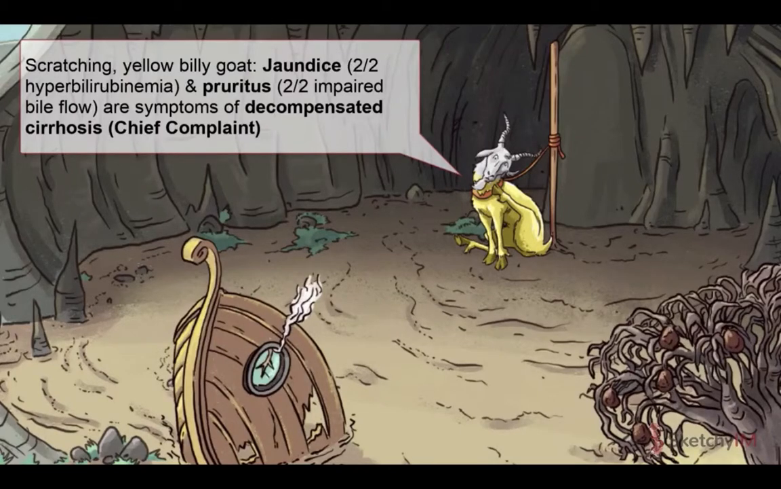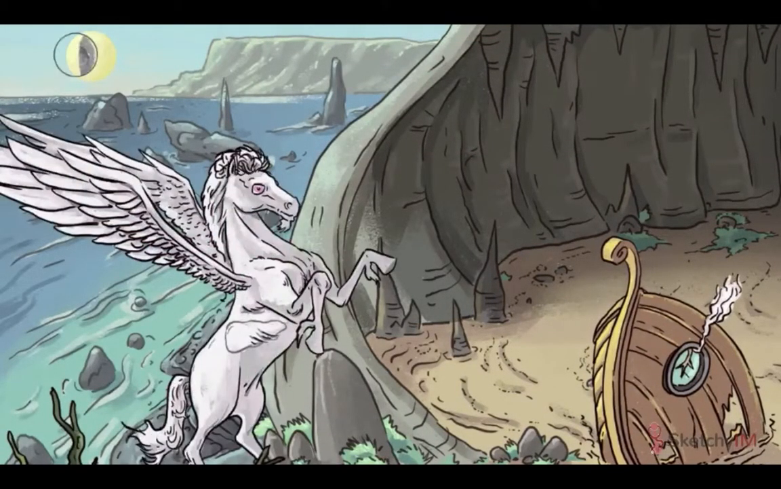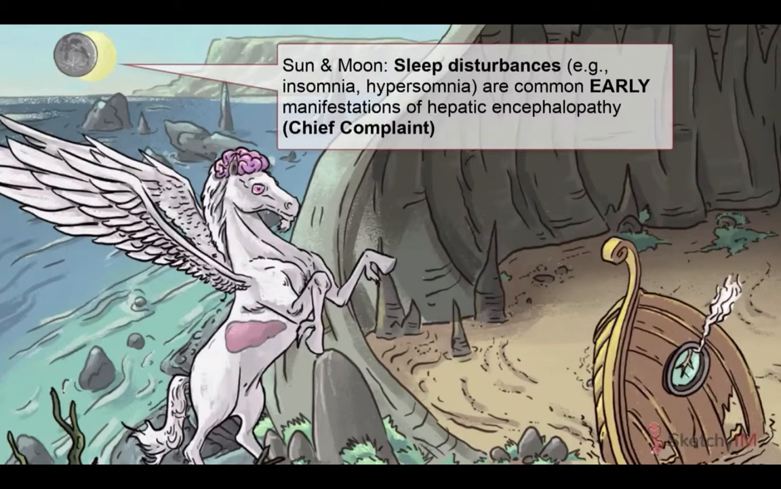As I'm sure you're well aware at this point, at Sketchy, we symbolize jaundice with a yellow billy goat. Whenever you see a billy goat, think hyperbilirubinemia. Also, be sure to ask the patient and family members about any changes in mental status, as this could be a sign of hepatic encephalopathy.